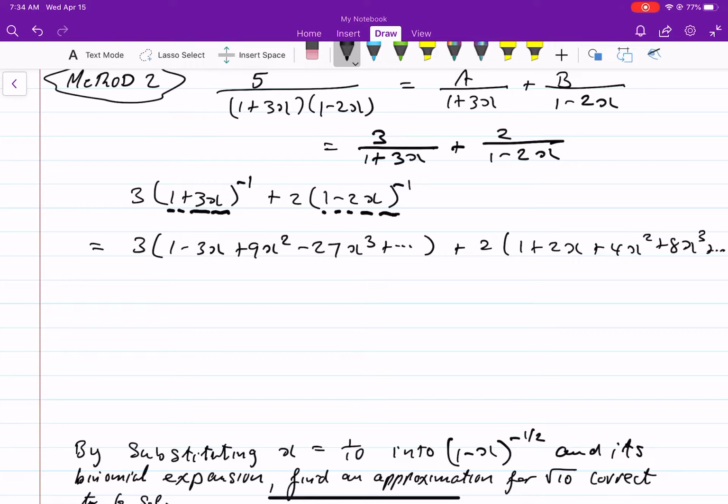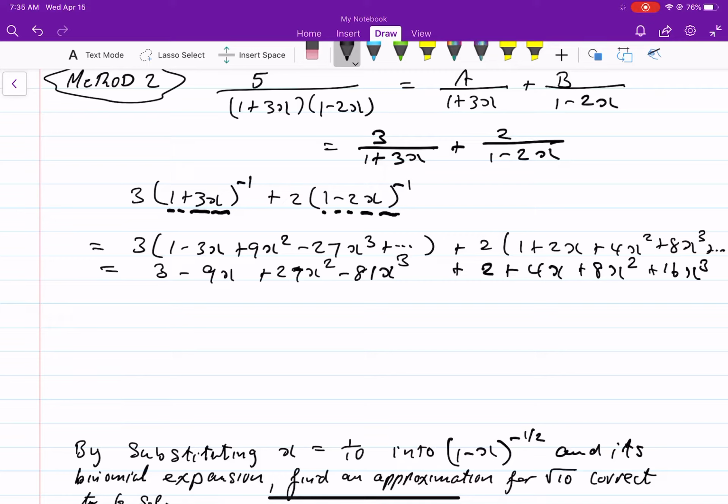The difference here is that you add the two parts instead of having to multiply them and throw away extra terms. There's nothing to throw away here. This becomes 3 minus 9x plus 27x squared, and 27 times 3 is, I'm embarrassed, 27 times 3 is 81. Oh my goodness, better not talk too hard. Minus 81x cubed. There we go. And then in the next bracket, we have 2 plus 4x plus 8x squared plus 16x cubed.